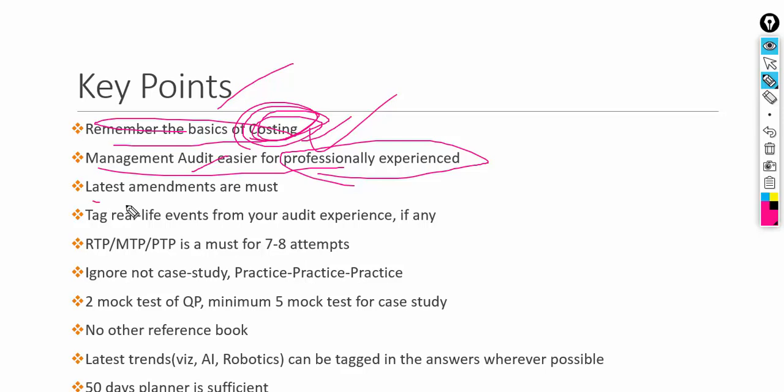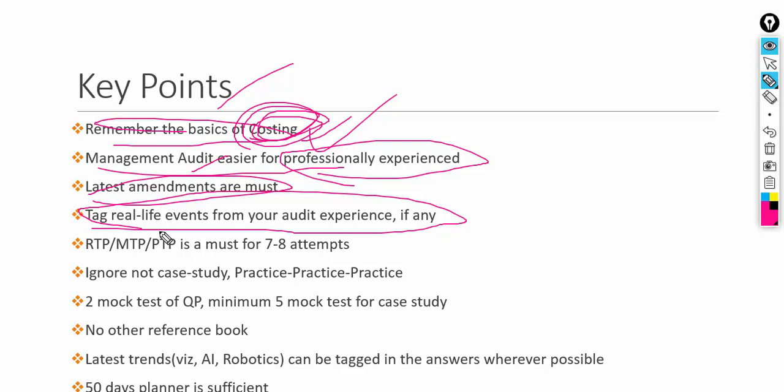Yeah, the latest amendments are very, very important, especially the amendments which the institute releases from time to time. Wherever possible, based on your audit experience, if you have any, try to tag those things in the answer scripts wherever it is relevant for the question. Yeah, RTP, MTP, PTP, and 7 to 8 items are very, very important. Try to refer to those things.